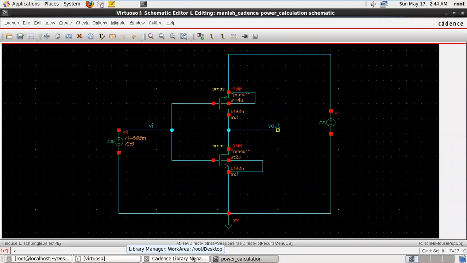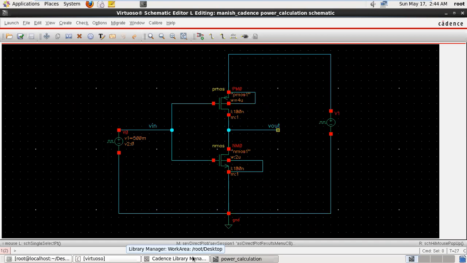Good morning, students. In today's lecture, we will discuss power measurement, the different types of power measurement in the Cadence Virtuoso tool. We will discuss how we can calculate the DC power, AC power, and transient power between different nodes. All these types of power we will analyze in this tutorial.